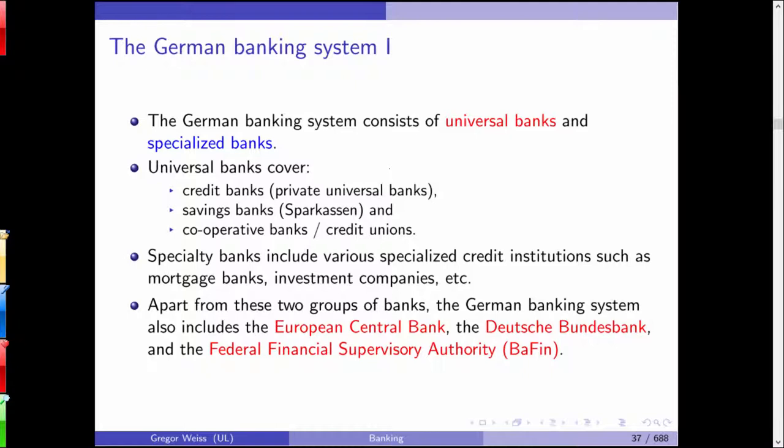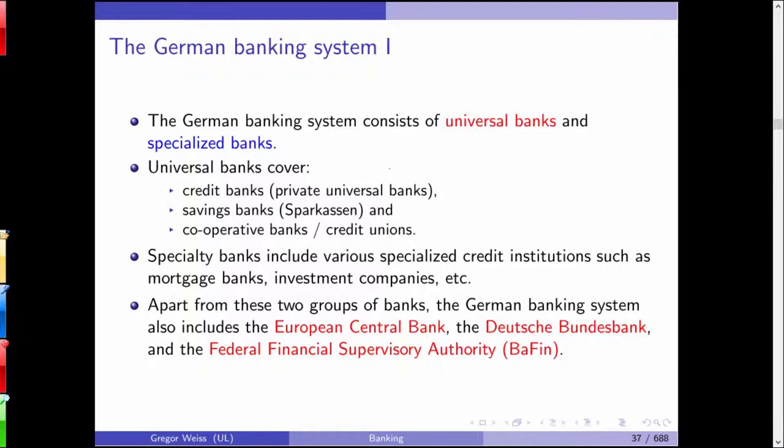In Germany, we have a universal banking system. So banks are allowed to offer both commercial and investment banking. But we have three pillars. We call them this in German, drei Säulen. We have three pillars of different types of banks in Germany.